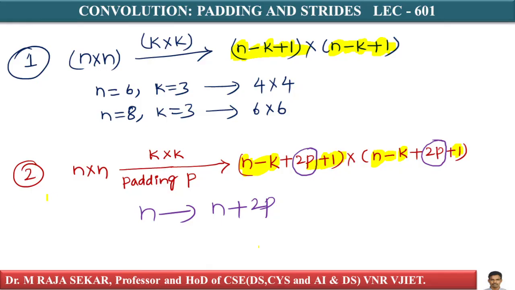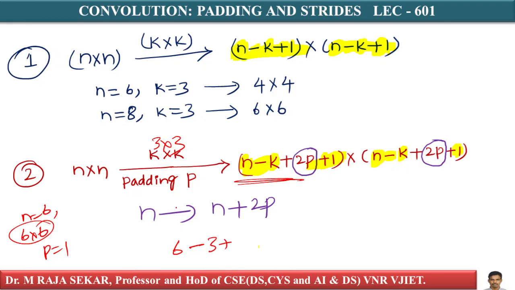Just try to understand. For example, in this case, what's happening? If I say n equal to 6, this is a 6 by 6 matrix. Your padding p equal to 1. Then what is the output here? n minus k, n means 6, k means k cross k, k means 3. So 6 minus 3 plus 2p, padding value p equal to 1, therefore 2 into 1, plus 1. 6 minus 3 is 3, 3 plus 2 is 5, plus 1 is 6. You will get a 6 by 6 matrix.